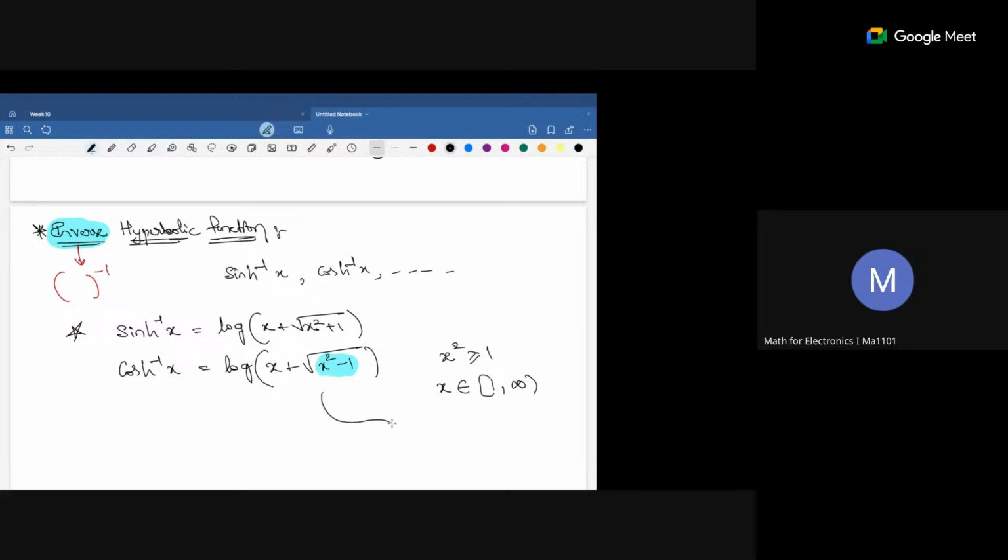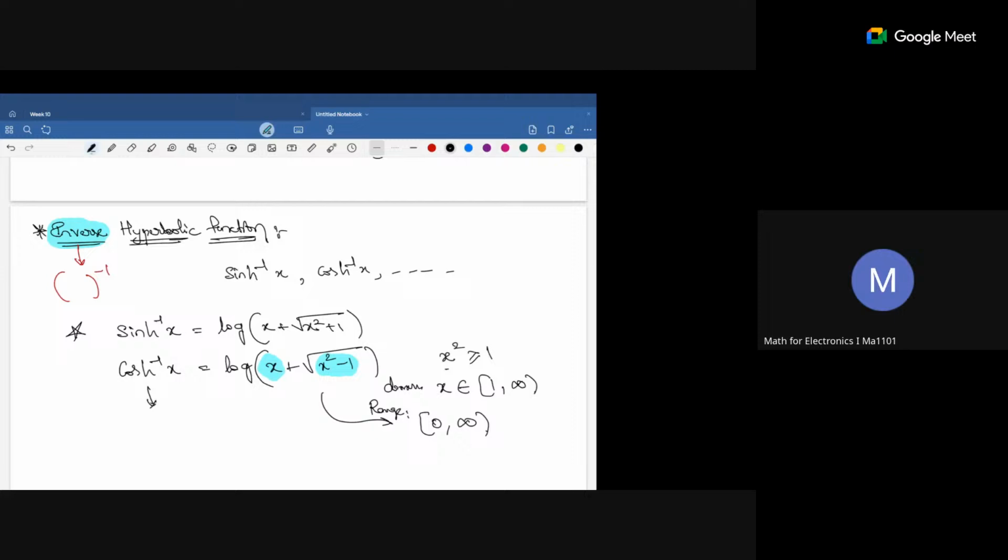Okay, so the range will also be restricted to 0 to infinite. You just take a random value of x and see. Once x is greater than 1, this part is greater than 1, and 1 plus something will always be greater than 1. Once the inside is greater than or equal to 1, then definitely the log value will be greater than or equal to 0. So this will be the range, and this will be the domain.